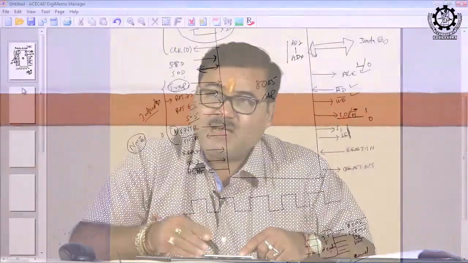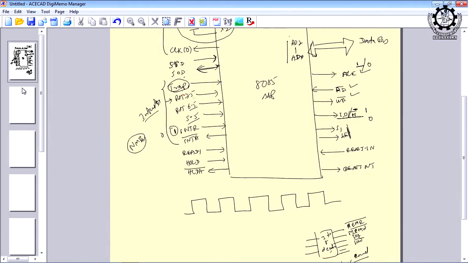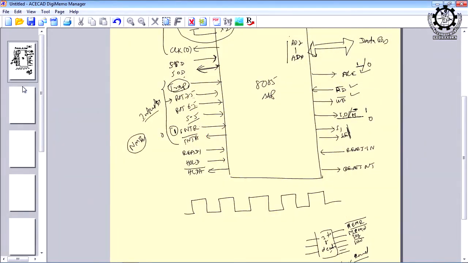If you are sending a letter and the acknowledgement has reached, you will understand that your letter has reached the destination. In the same way, if the interrupt is accepted, because except TRAP all are maskable, it may be accepted or may not be accepted. If it is accepted, then the interrupt acknowledgement signal will go to the device which is interrupting, and accordingly this signal will be serviced.